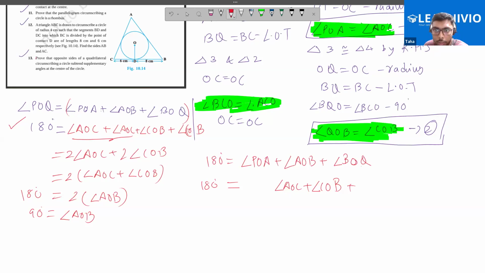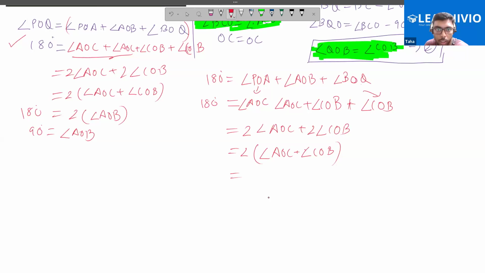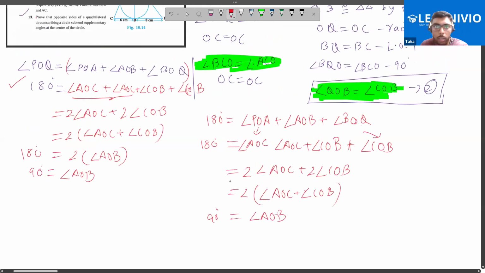So over here, we already can see that angle QOB is equal to angle COB. So we can write this as this, and POC is equal to AOC. So we can write this as AOC. So now we can say that 2 times AOC plus 2 times COB is equal to 2 times of angle AOC plus 2 COB, right? And this would give you 90 is equal to angle AOB. Okay, is this clear now?